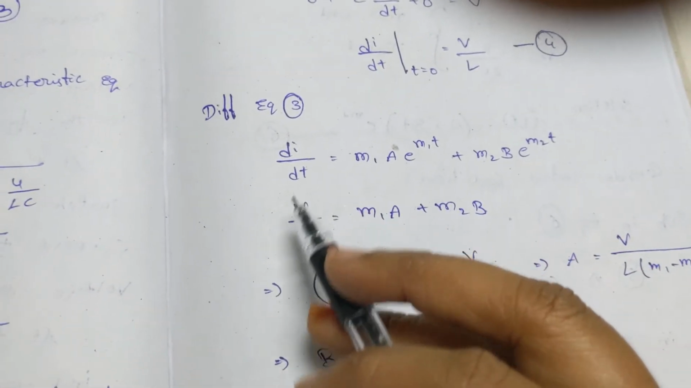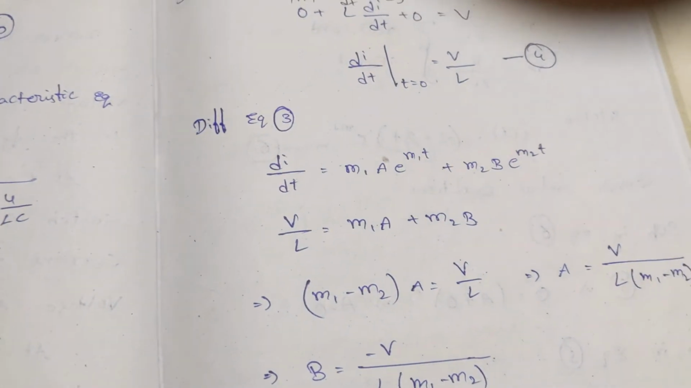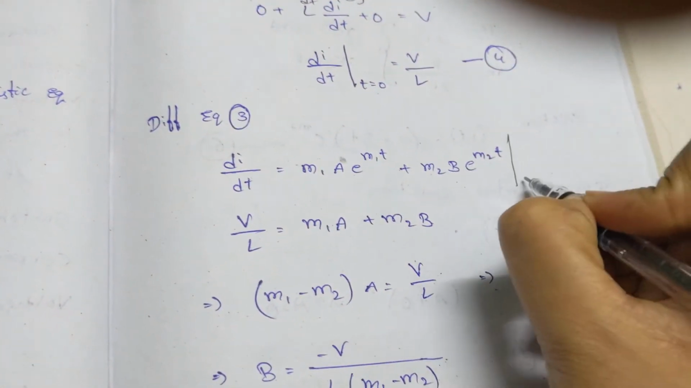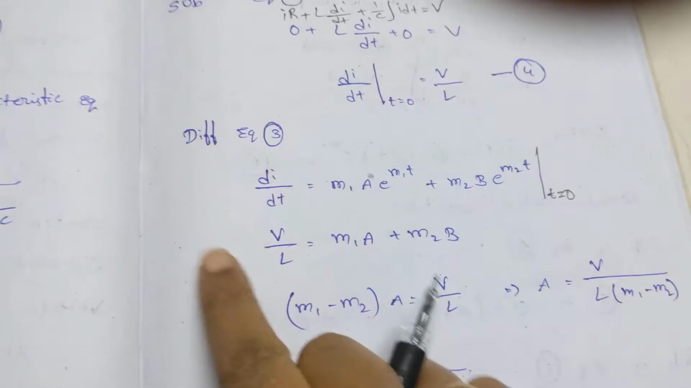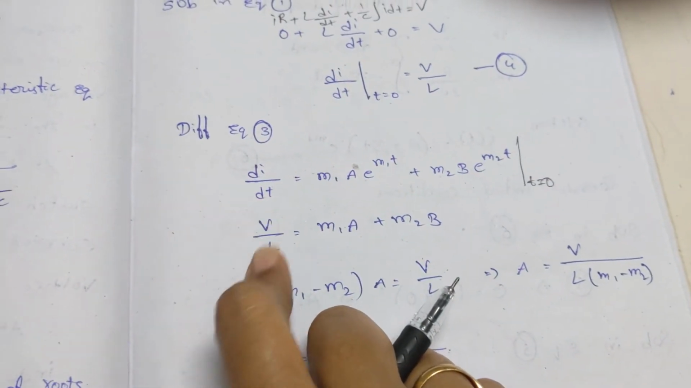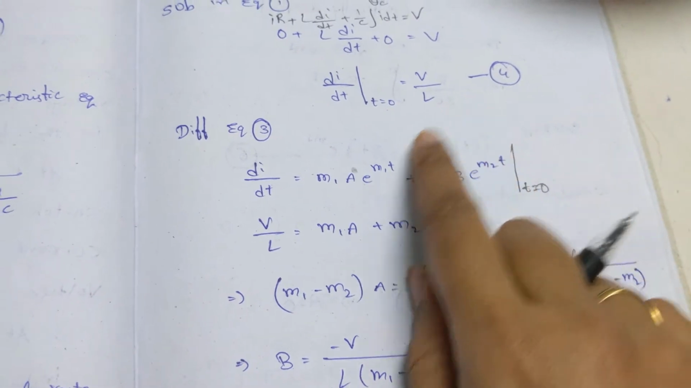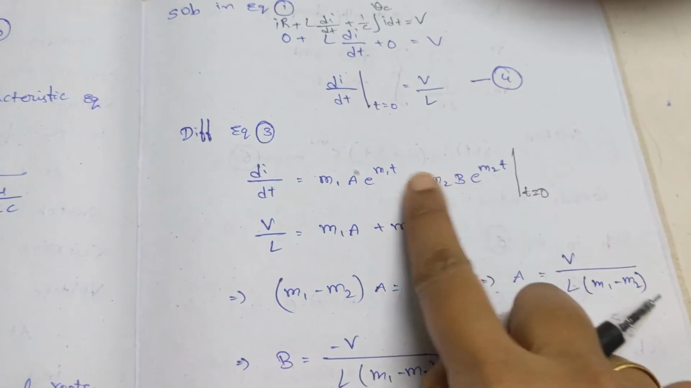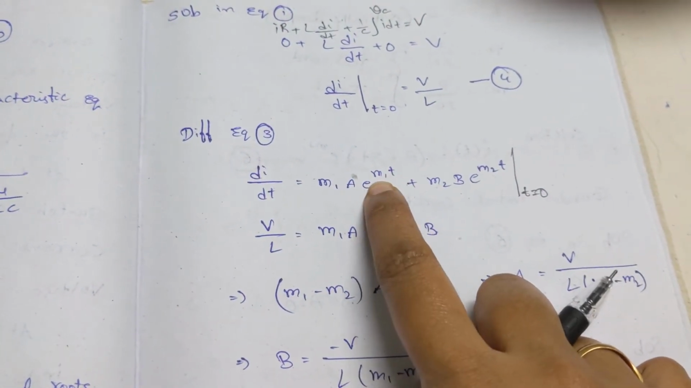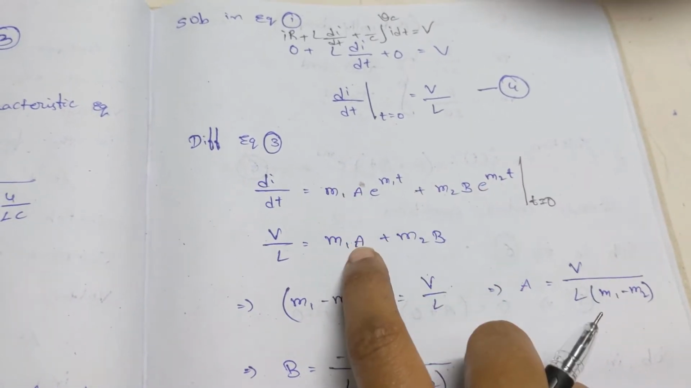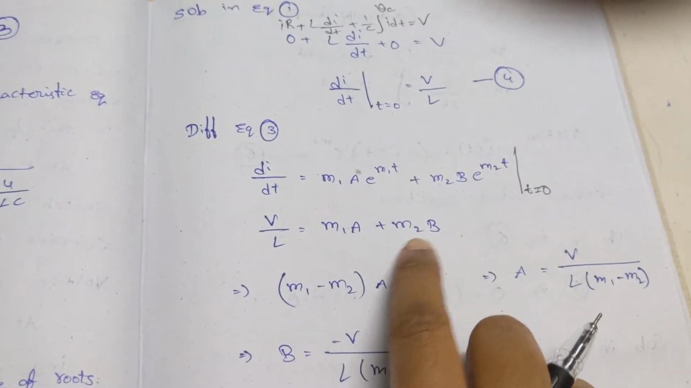So when you replace your differential terms at time t equals 0, di by dt will be nothing but V by L as per equation number 4. And if I replace t equals 0 in e^(m1t), it means nothing but 1. So m1 a plus m2 b.